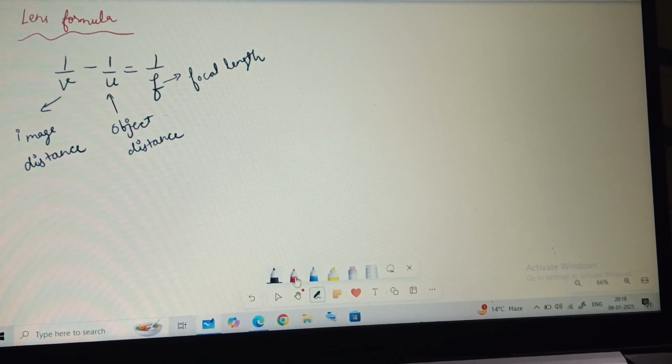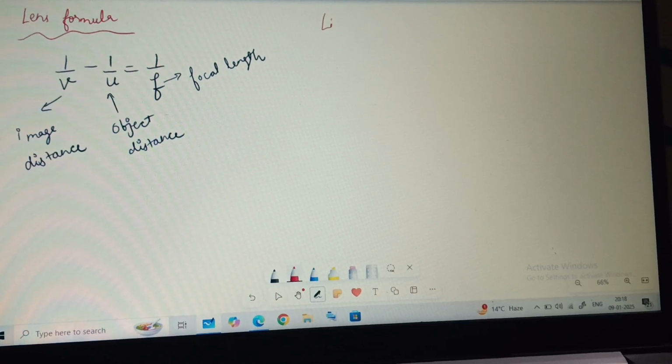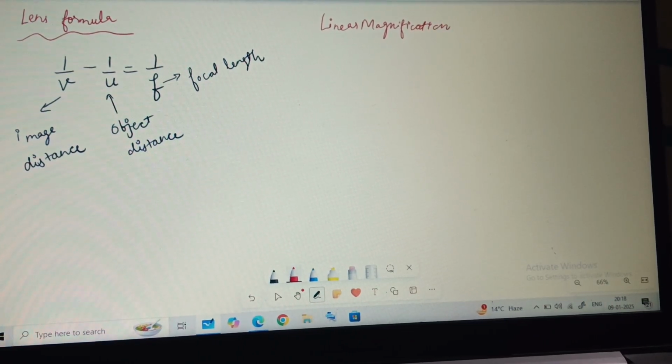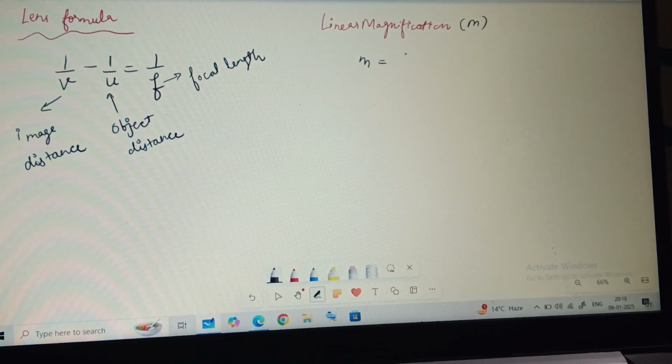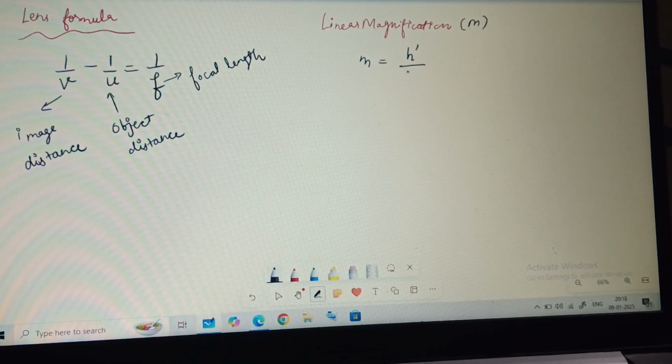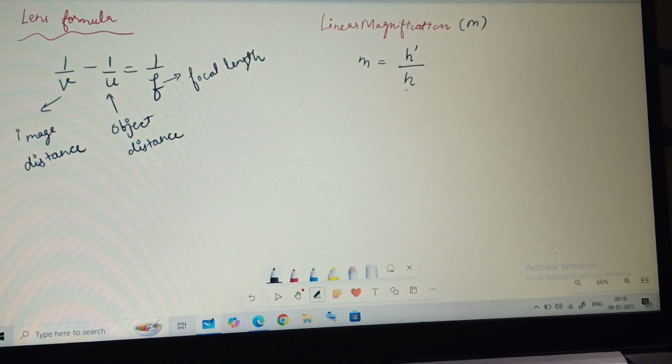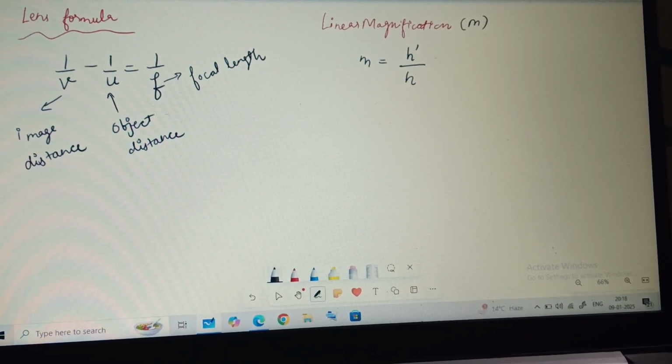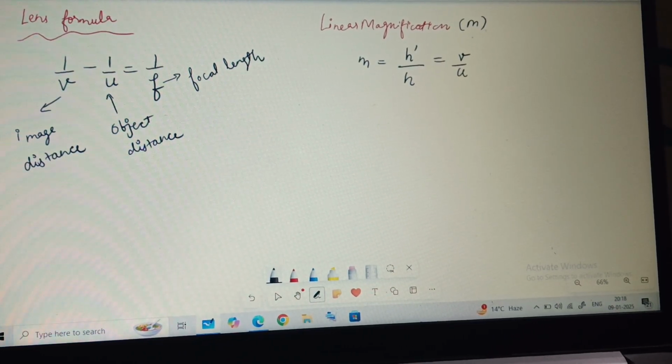Now let's talk about the linear magnification for spherical lenses. Linear magnification, represented by small m, is defined as the ratio of the height of the image that is formed after refraction to the height of the object. So it is also equal to v upon u in the case of spherical lenses.